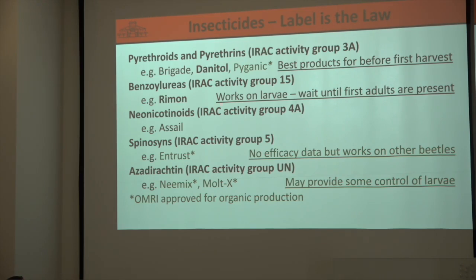It's thought that Assail might also have some efficacy, but there's not been as much work on that. And then again, if you're an organic producer, there's no efficacy data, but my suspicion is that Entrust is your best product. You might try Neemix or Molt-X, which may provide some control, but because it's disrupting their molting, it's really going to work on the larvae. So like Rimon, it needs to be done once you have larvae.